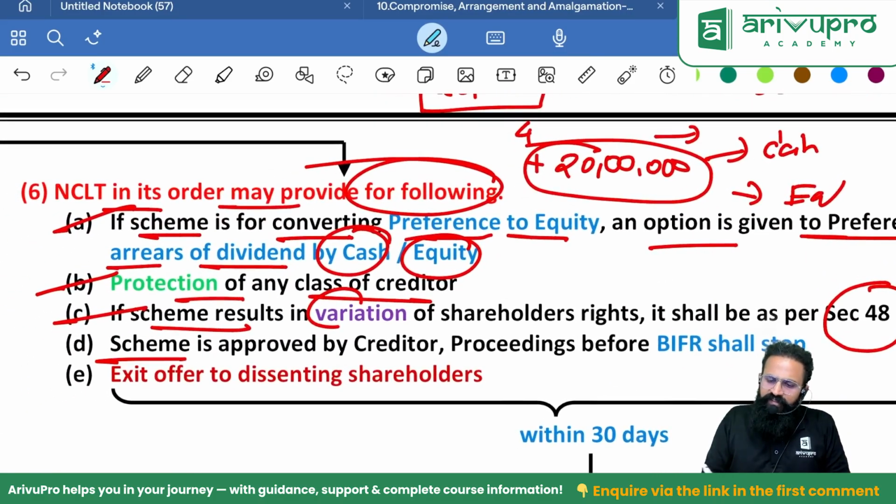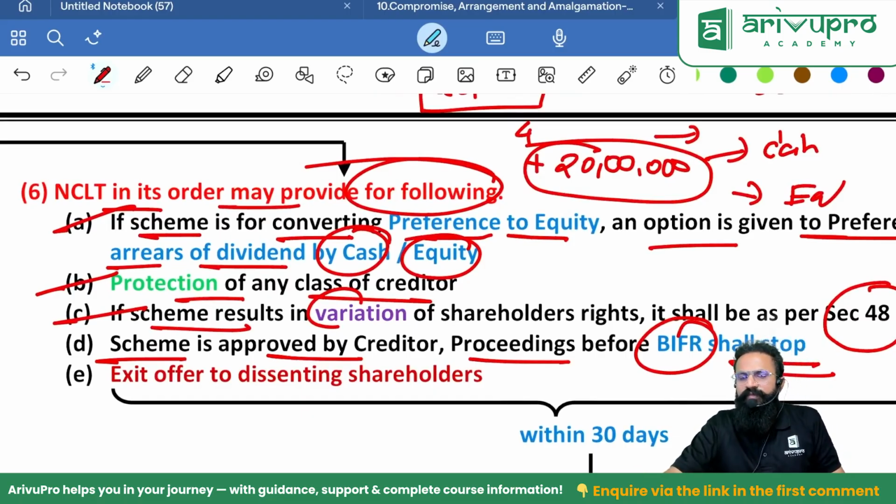Next one: if the scheme is approved by creditors, then proceedings before BIFR shall stop. What is this, people? What is BIFR?